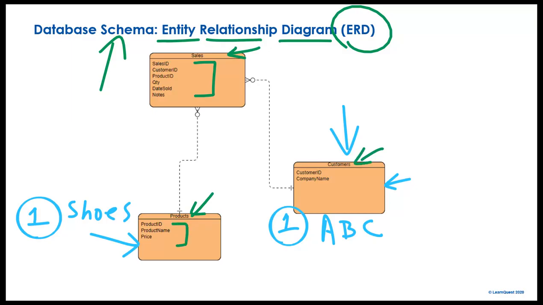These columns right over here, as you can see, are inside of the tables. That's what makes it the customers schema and the products schema and the sales schema. If I say the sales schema, I'm specifically referencing the columns that make up all of the elements in the sales table. If I say the product schema, I'm talking about all of the elements that make up the products table, and same thing with customers.